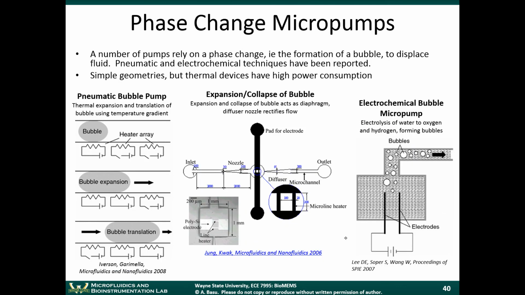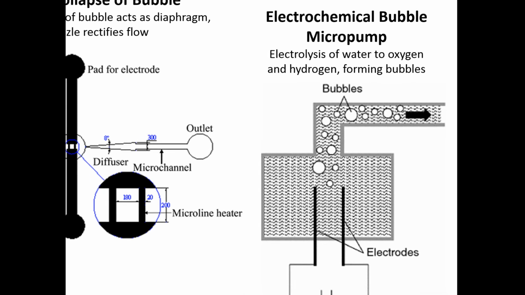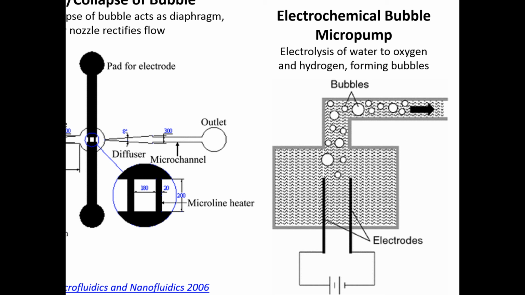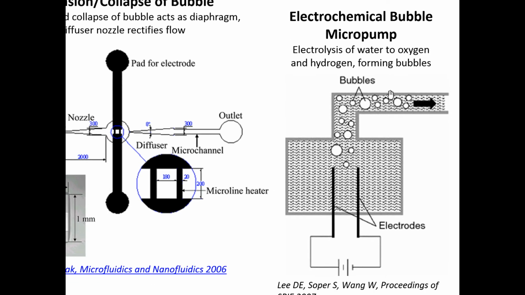So we can leverage this, we can take advantage of this, because whenever we can form a bubble, we can get a pumping effect. The way that the electrochemical bubble pump works, it uses the electrolysis of water to oxygen and hydrogen, forming bubbles. At one electrode you form hydrogen gas, and at the other electrode you form oxygen gas. I didn't show you the equation for the oxygen, but it's a similar concept. You can look up the electrolysis of water.